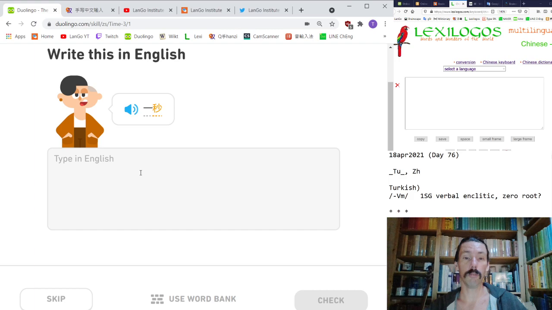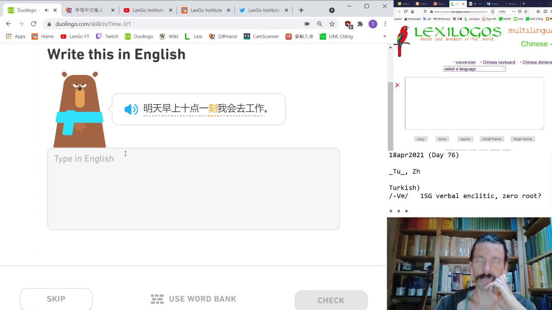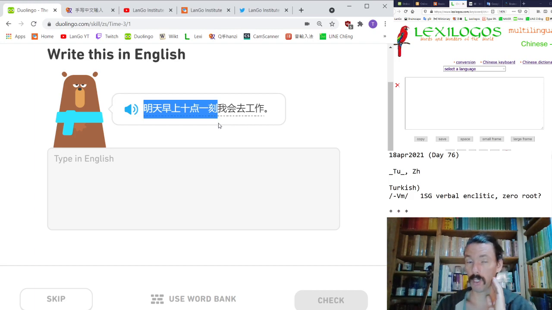We are continuing. 1秒, 1 second. 明天早上10点一刻我会去工作。我会去工作。I will go to work. Same word order there. And then here we organize, and for the time part of the sentence, which you could regard as the topic, it's all in a logical order from largest unit to smallest.